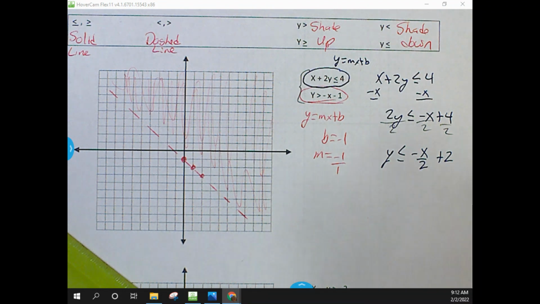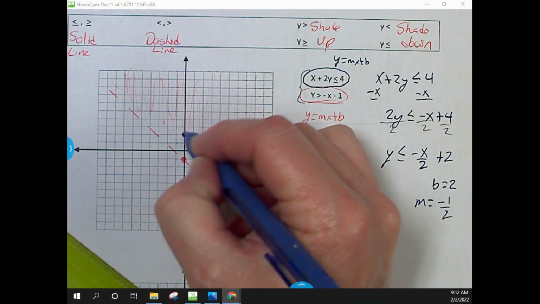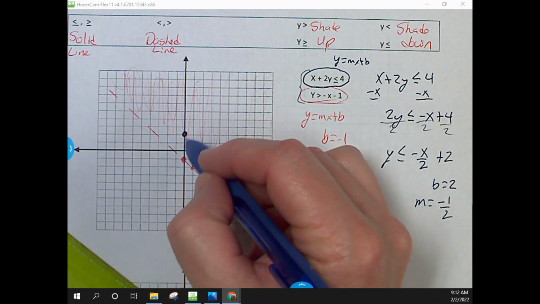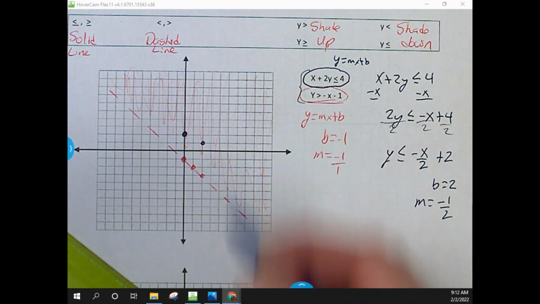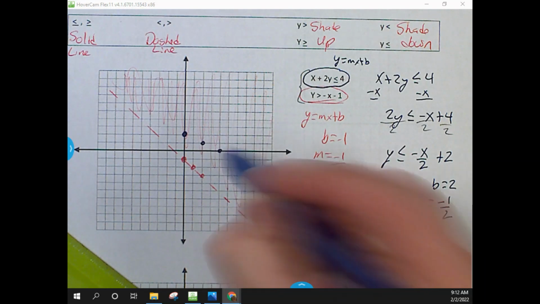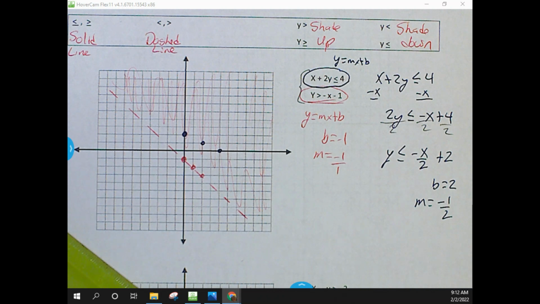So we've got everything we need. We got our b value at positive 2, and our m value would be negative. Technically, that's 1 in front of the x, so that would be negative 1 over 2. Okay, so we're going to start at positive 2. We're going to go down 1 over 2 to get to the next point. Again, just to make sure I got a nice straight line, we'll graph this. Down 1 over 2 to get the next point over here.